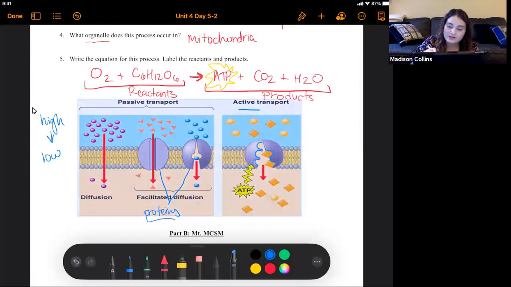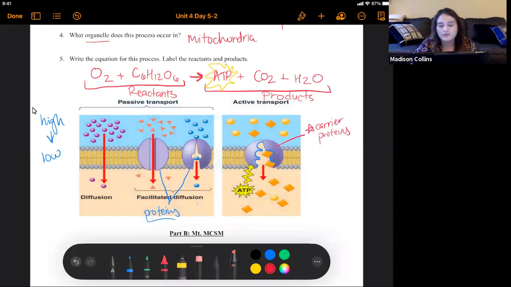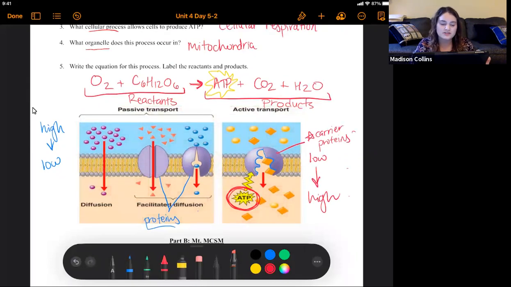So with active transport, we're always going to use carrier proteins. Okay. Now, these molecules are traveling from low concentration to high, and it requires the use of energy, of ATP. So now I'm going to take us back to that do now question so we can see if we can identify each of these characteristics in that picture.